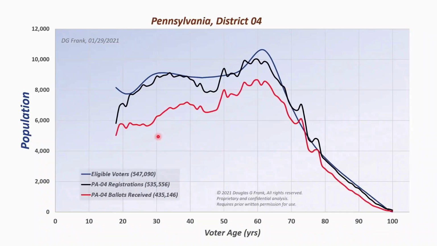Now here, this graph, this red graph, shows you by age everyone we got a ballot from. So when you look at that, you notice some things. You look at this and you say, well, wait a minute, that red curve looks an awful lot like that black curve. Surprisingly so. So that's another warning sign.